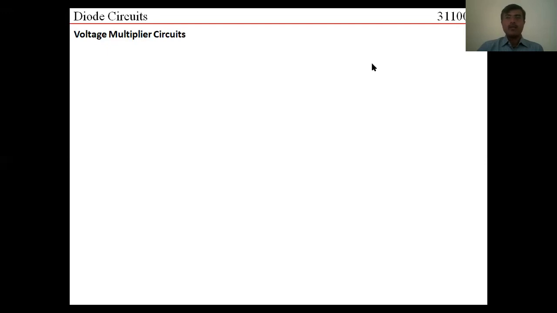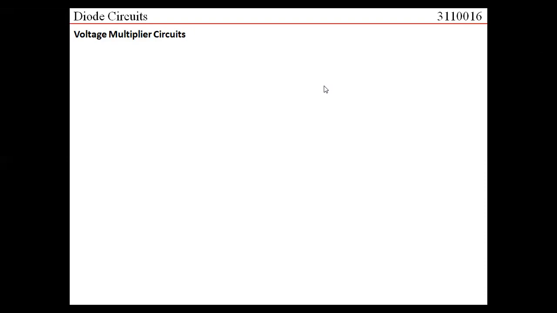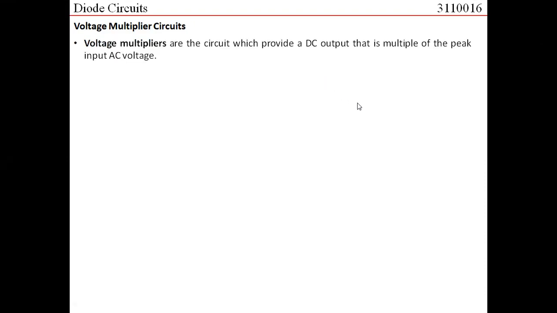Let us try to understand what we mean by voltage multipliers. Voltage multipliers are basically circuits which provide a DC output that is a multiple of the peak input AC voltage. The circuit would take input as AC voltage and give output which is DC, something similar to a rectifier. However, the DC output would be a multiple of the peak of the input AC voltage.